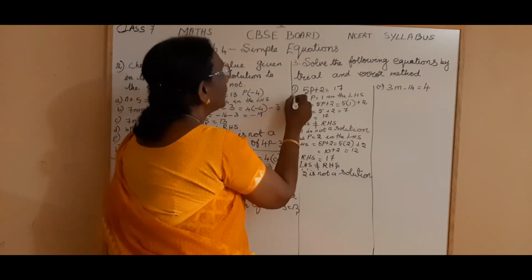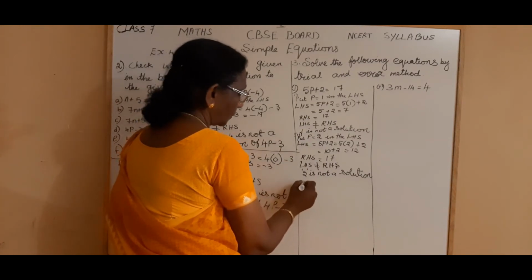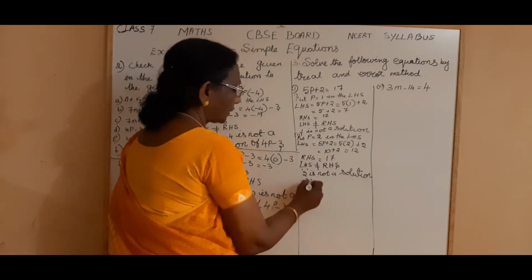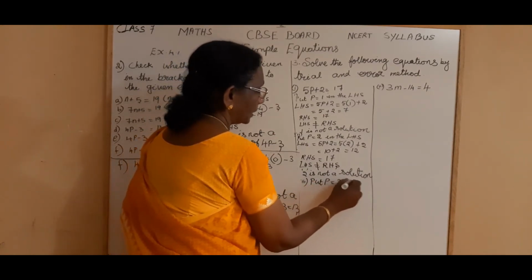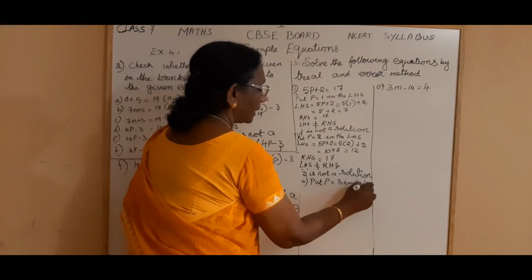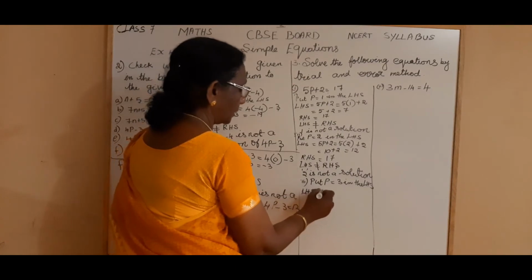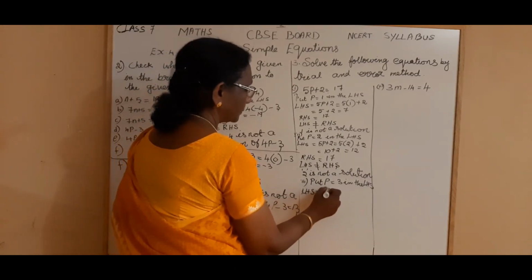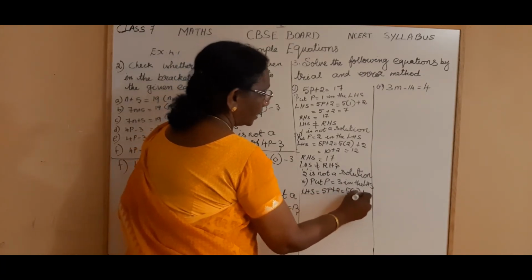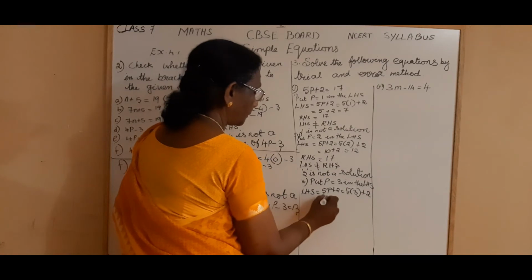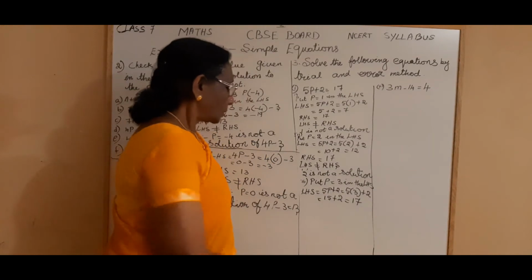Okay. Then we'll move to the third one. So this is the first step and this is the second step, and we are going to move to the third one. So what will you put? Put p is equal to 3 in the LHS. So what do you get? LHS is equal to 5p plus 2, that is equal to 5 into 3 plus 2, that is equal to 15 plus 2, 17. So what is RHS?